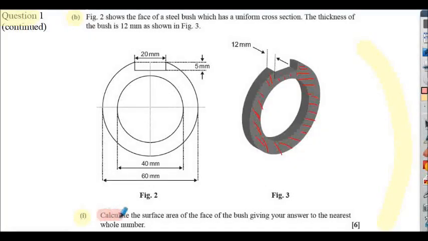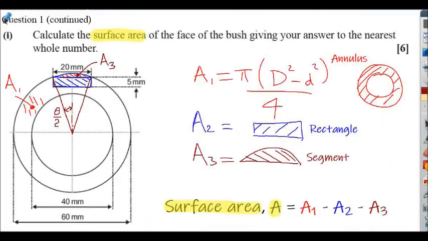And essentially we're asked to calculate the surface area of the face of the bush, shown cross-hatched on this pictorial representation. Question 1, part B, item 1, continued. This shows the breakdown in calculating the surface area of the bush shown. We calculate area 1, which is the annulus of the face of the bush. We need to then subtract from that a rectangular section, and also using the formula derived on the previous slide, subtract the area of a segment.